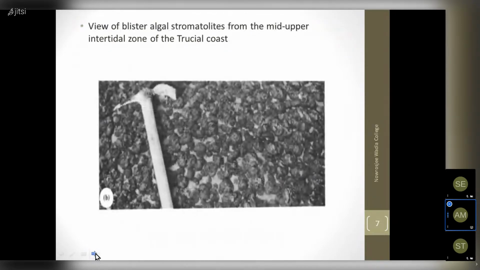And now for the second figure, figure B, it is a view of algal stromatolites from the mid-upper intertidal zone. Here we can observe the blisters.